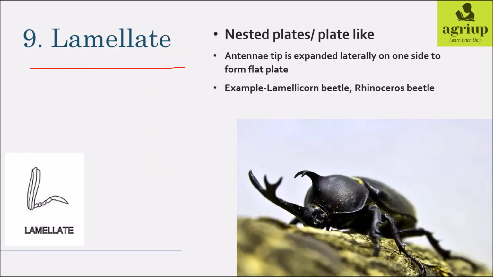Next is lamellate. Lamellate means plate-like. So in this case, it is a nested plate or plate-like structure. The antenna tip is expanding laterally on one side to form a very flat plate-like structure. Examples are the rhinoceros beetle, a very important example, and the longicorn beetle.